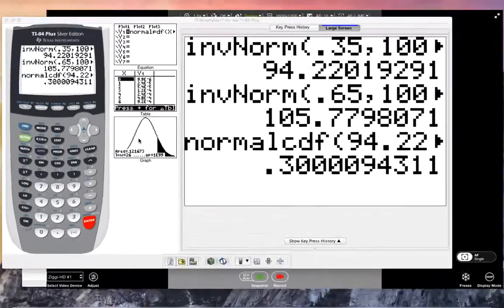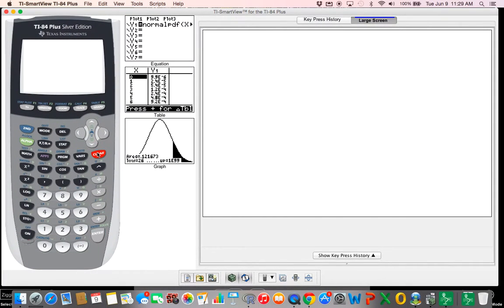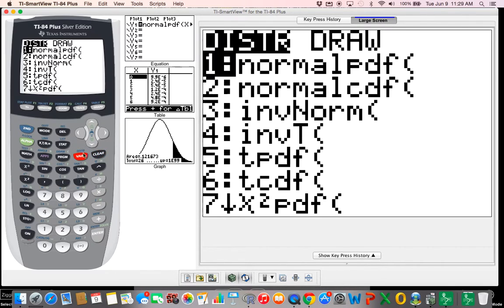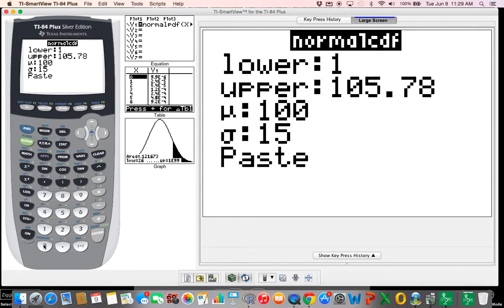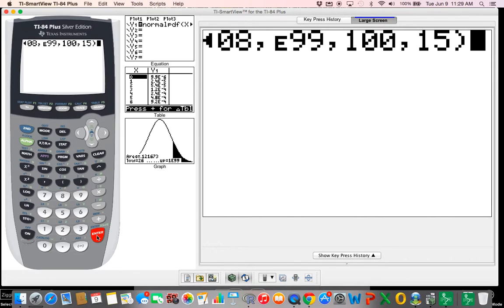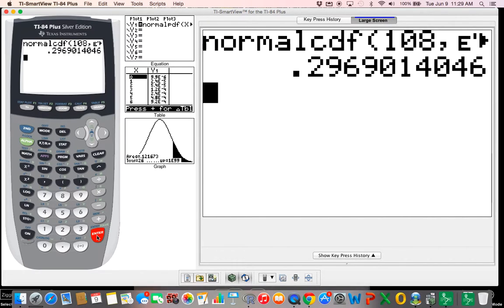So let's just go to the calculator. I want to clear out and get started with new stuff. So if I'm going to work part number one, IQ greater than 108, starts with a P. So I'm going to go to normal CDF. I'm going to go 108 up to E99. Mean of 100, standard deviation 15. So the answer to the first problem is going to be 0.2969.